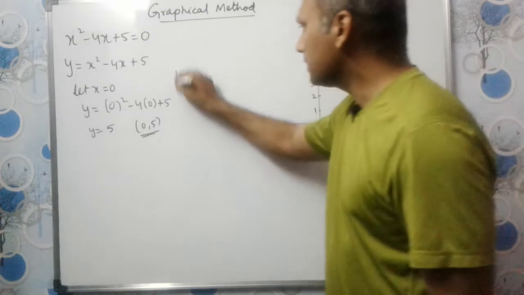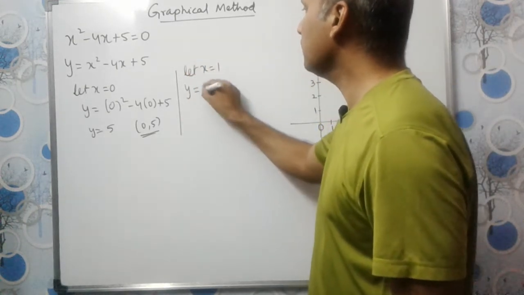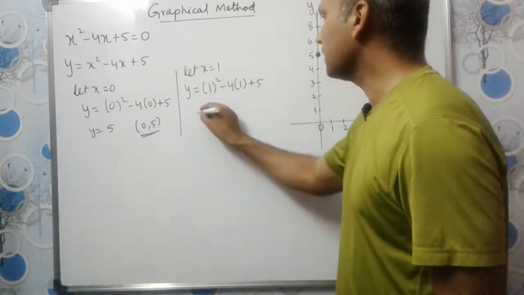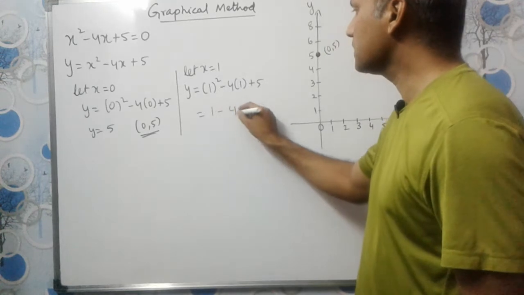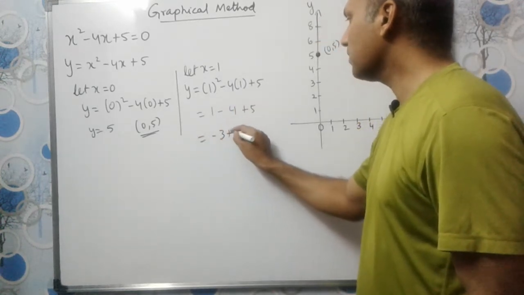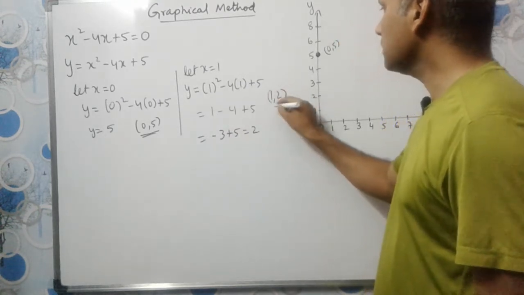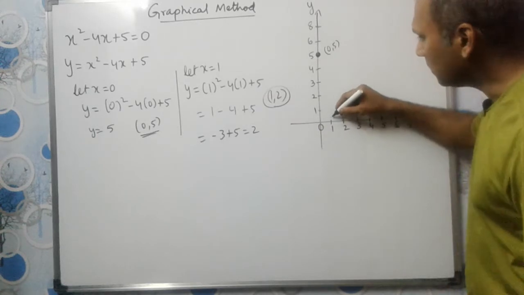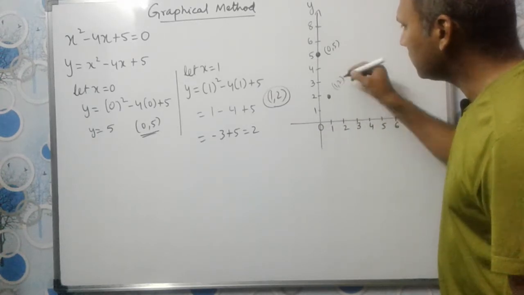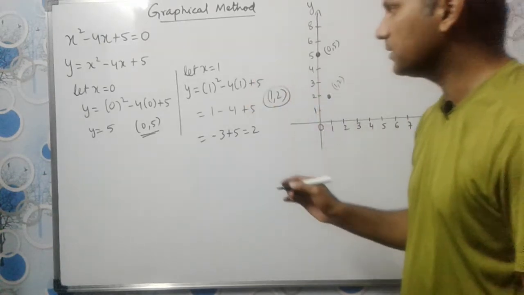Okay. Let us substitute x is equal to 1. So y, what will be y? y will be equal to 1 square minus 4 into 1 plus 5. So 1 square is 1, 4 ones is 4, plus 5. 1 minus 4 is minus 3, plus 5 is equal to 2. So we need to plot 1 comma 2. So x is equal to 1 here, y is equal to 2. Very easy concept, right? Substitute different values of x, simplify, we will get the value of y.